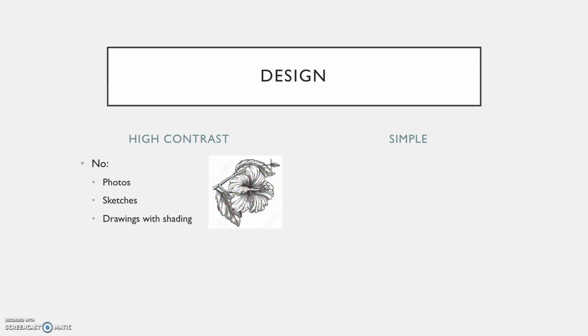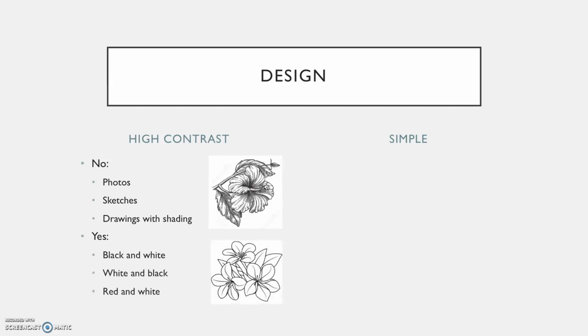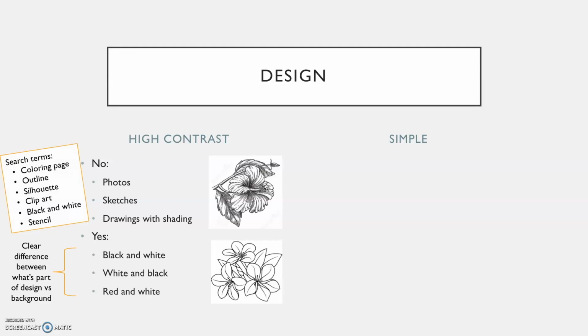The best kind of image you can find will be black and white. Obviously, white and black, gray and white, red and white, etc., all work, but the reason they work so well is because there is a distinct difference in color between what's part of our design and what's part of the background. To get good results, try including search terms like coloring page, outline, silhouette, clip art, that kind of thing with your search that you're interested in.